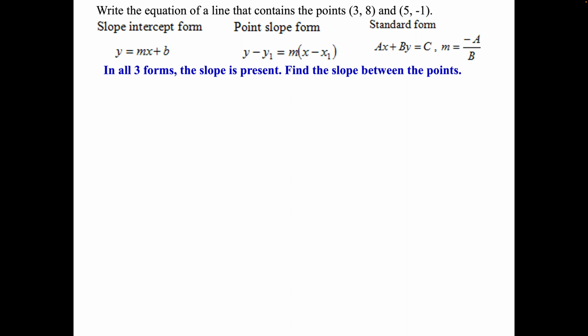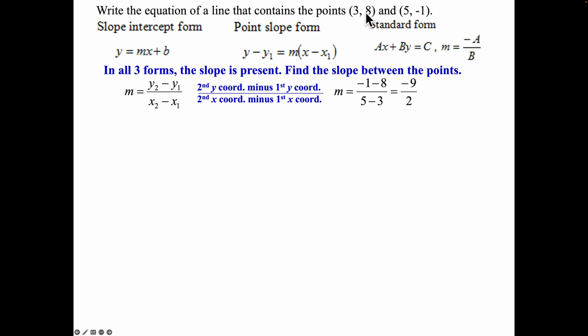Okay, so since we need the slope, we need to use the slope formula. Second y-coordinate minus first y-coordinate over second x-coordinate minus first x-coordinate. Remember, the rise goes up and down. That's the change in your y's over your run, your change in your x's. So second y-coordinate minus first y-coordinate, negative 1 minus 8 over 5 minus 3. Negative 9 over 2. There's my slope.